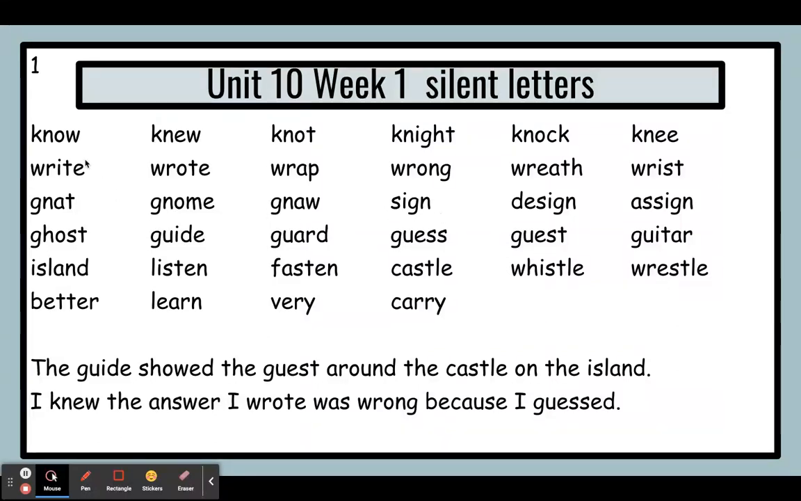Okay, here we go. Let's go ahead and get started. We're going to sound them out. First line is silent K words. So we don't hear the K, remember, it's silent. So it's just N-O, no. N-U, new. N-A, not, not.